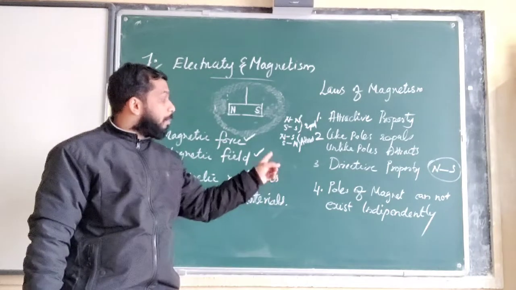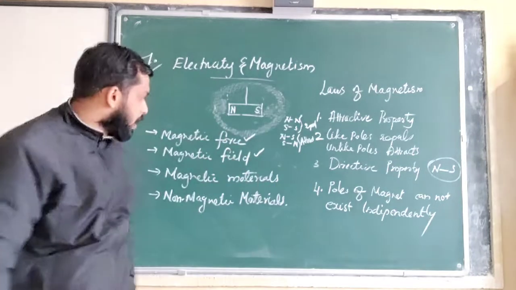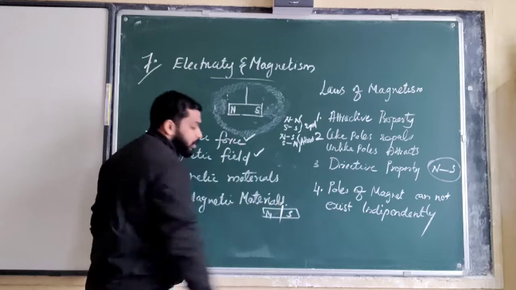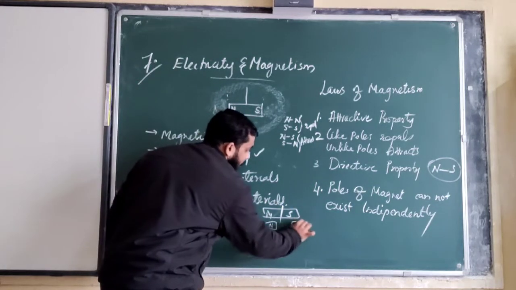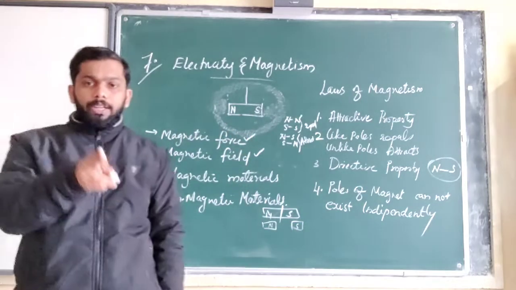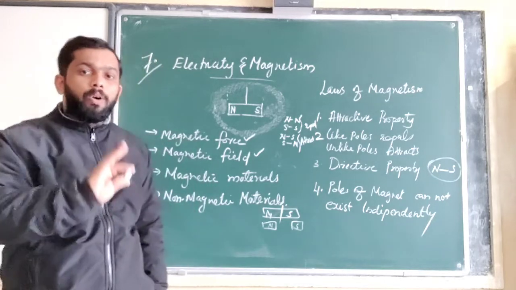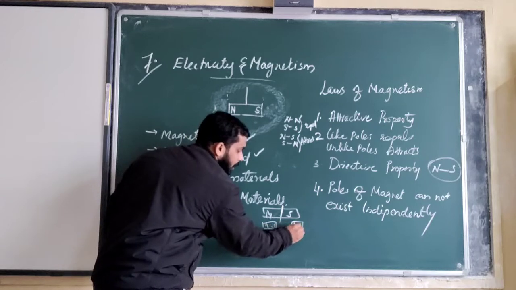And the fourth one, poles of magnet cannot exist independently. Suppose I am having a magnet, north pole and south pole, and I am going to break this one. It doesn't mean that one piece is going to have only the north pole and the other piece only the south pole. No. If you break the magnet into 2 pieces, automatically both pieces will get a north pole and a south pole. That means north and south, here also north and south.